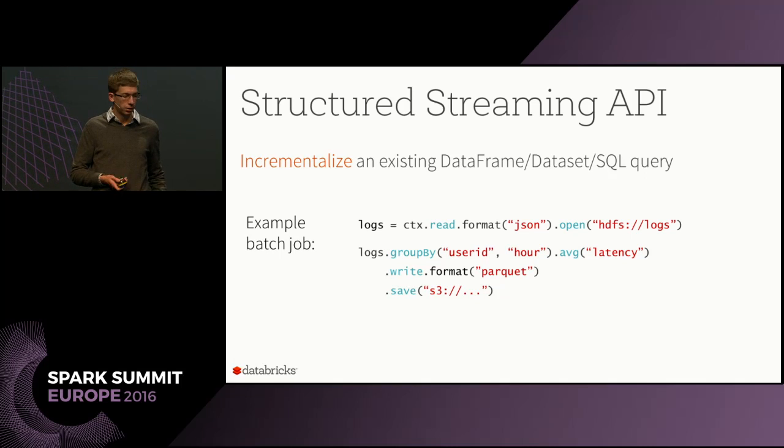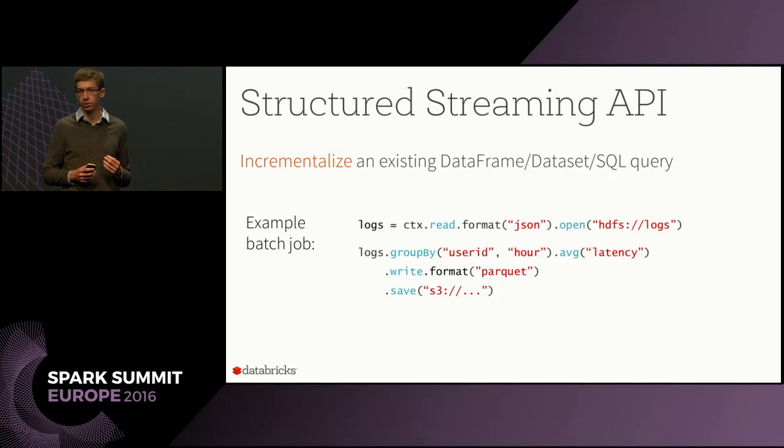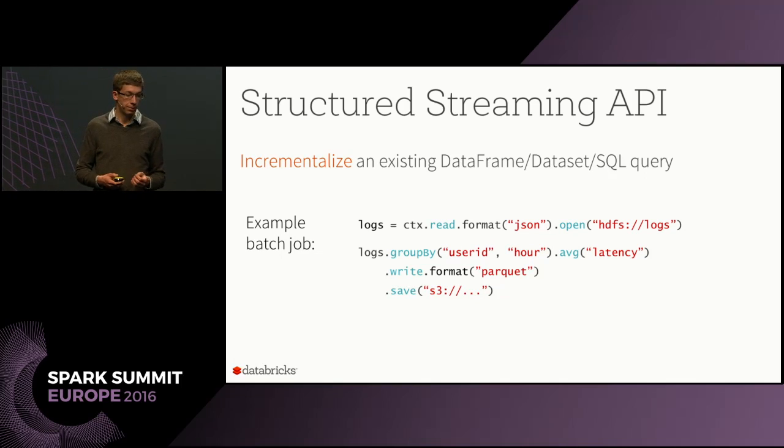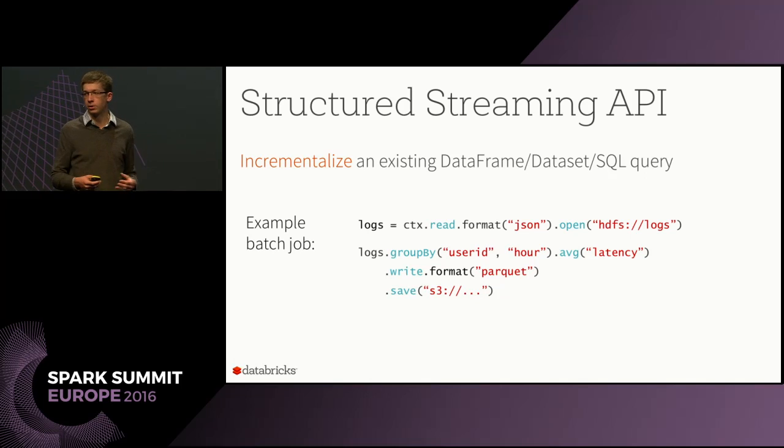As a simple example of this, here's a batch job that you might write using DataFrames. This is a job that reads some JSON logs, say, from HDFS, and then computes a group by and writes it to Amazon S3. And notice that it's grouping by user ID and hour. And this is where, as you get late data, you might have to update some old results. So this is an event time aggregation job.